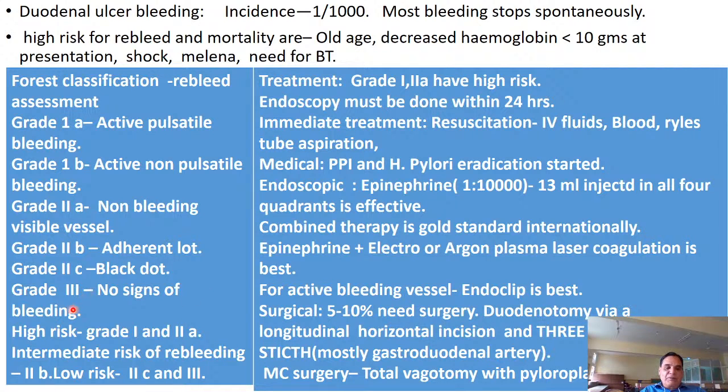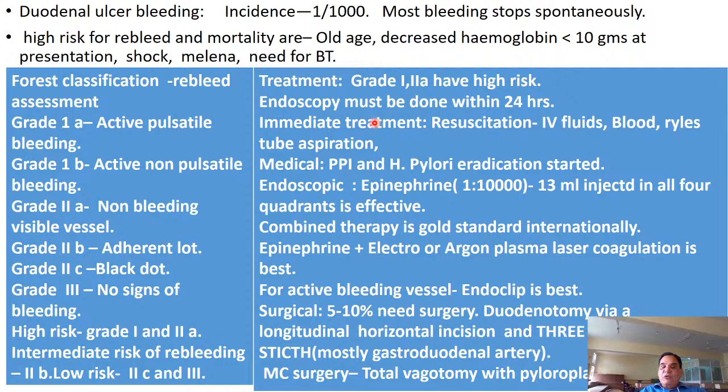The patient is improving. So, what are the high risk? Grade 1 and grade 2A. These are the high risk patients which are likely to bleed again and again. So here there has to be some permanent management, that is by surgery. So these have immediate risk of rebleeding. Grades 2B, 2C and 3 have less risk. They can be treated conservatively every time they come. No surgery required. So for treatment, 1 and 2A are high risk.